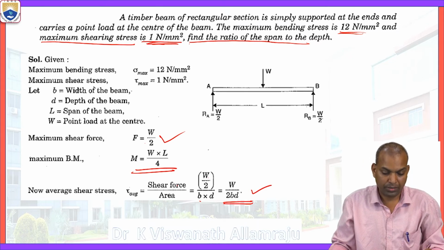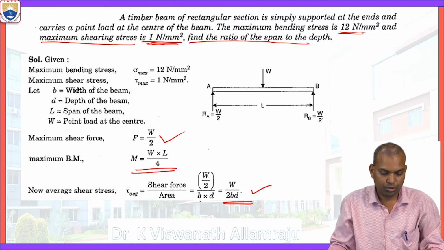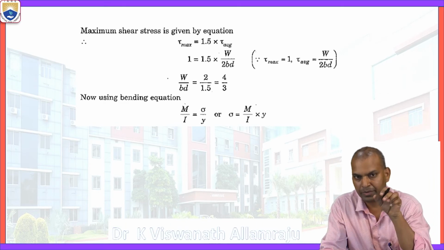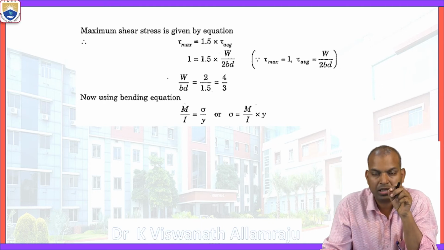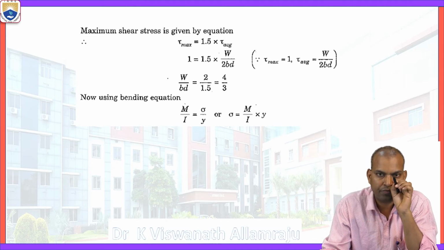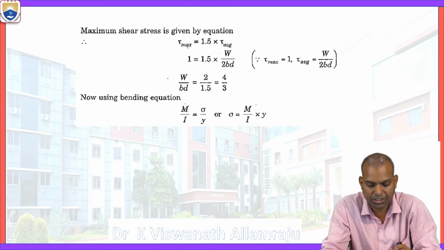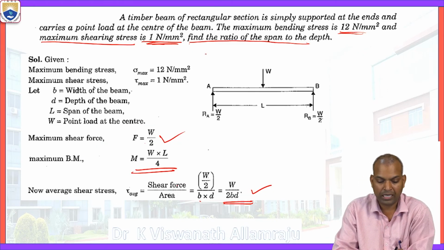F equal to W by 2BD. Okay. Next, the maximum shear stress. We know the relation between maximum shear stress and average shear stress for a rectangular section: maximum shear stress equals 1.5 times average shear stress. Now we got the average shear stress value, so substitute in the formula. The maximum shear stress is given as 1, so 1 equals 1.5 times W by 2BD, because the average shear stress we calculated is W by 2BD.